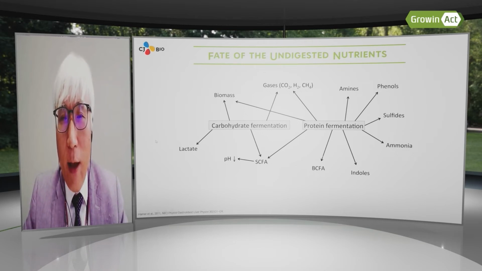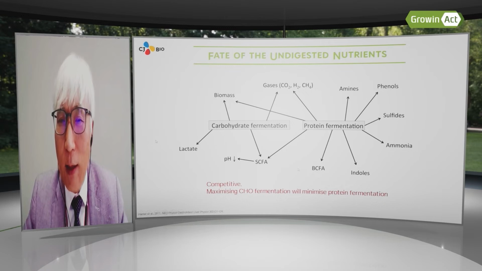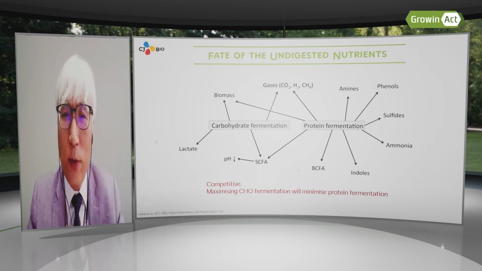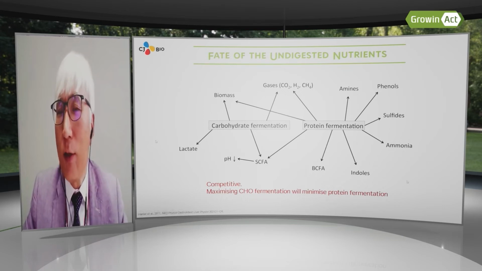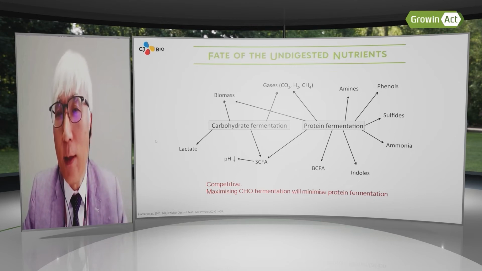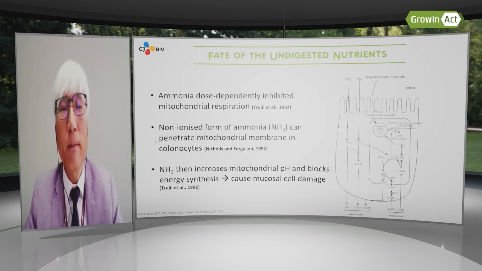So the problem is they are all microbial activity, and they are very competitive. So if you maximize the carbohydrate fermentation, you can competitively minimize protein fermentation. And this is one of the strategies you can actually take by using non-starch polysaccharide hydrolyzing enzyme.